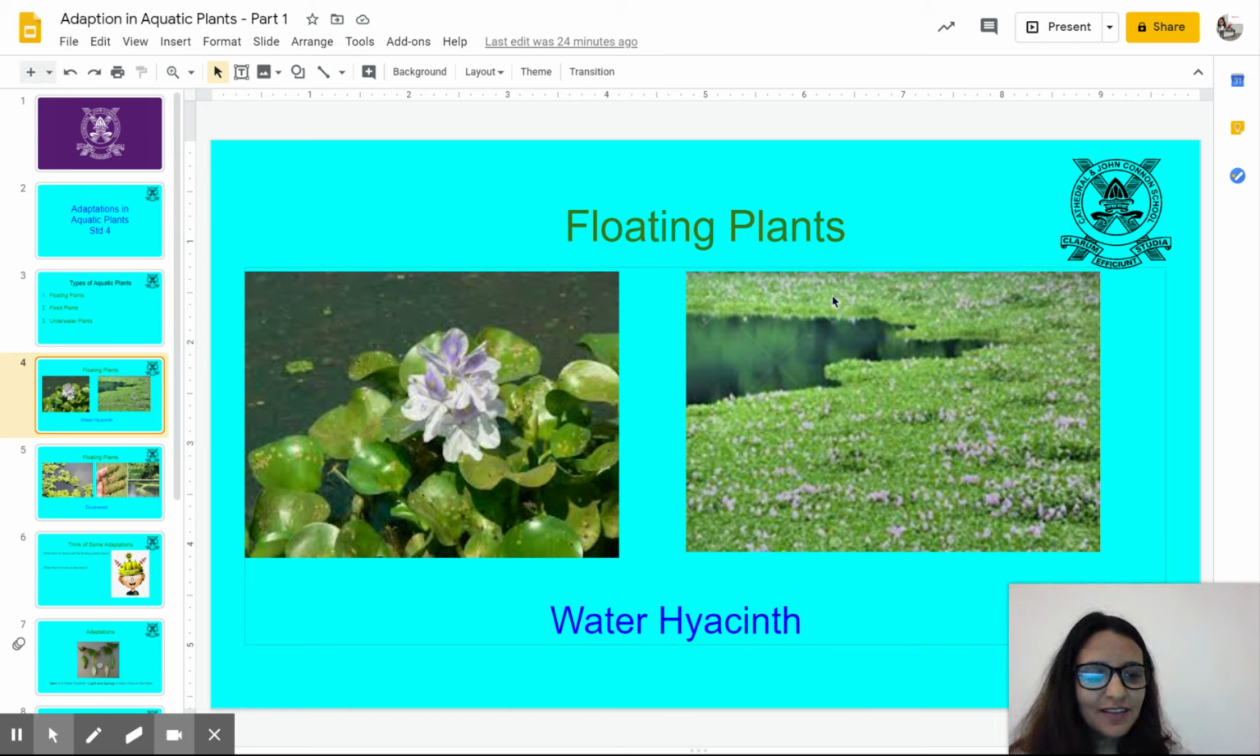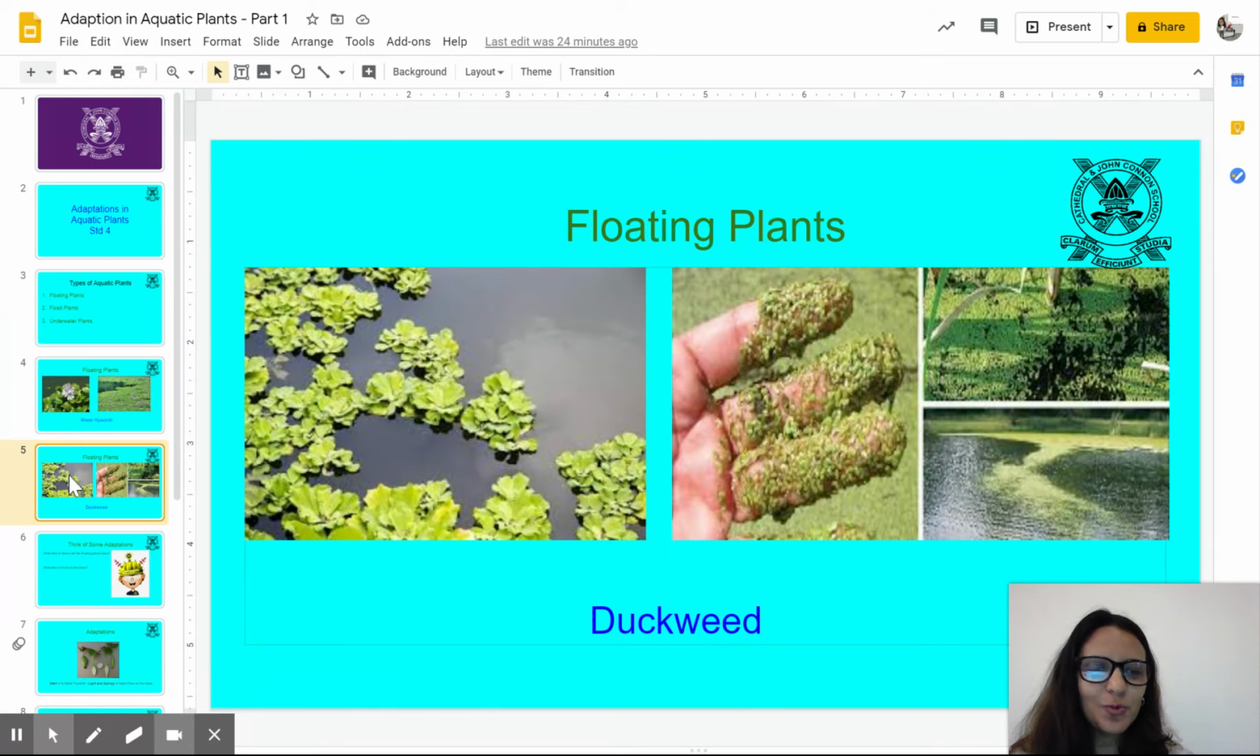Now I want you to think again, what adaptations would be there in these floating plants. I'll show you one more picture before we start thinking. This is duckweed. Have you seen this kind of weed floating on a pond? This is duckweed up close. This is another picture of duckweed.